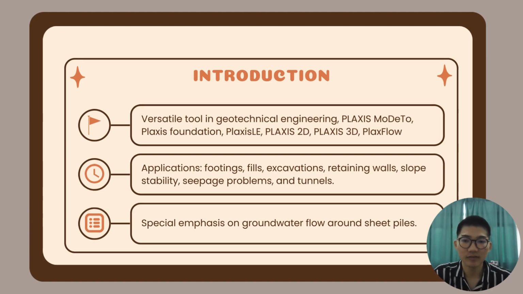Plaxis is actually a versatile tool in geotechnical engineering, and they have many types of Plaxis like Plaxis Model 2, Plaxis Foundations, Plaxis LE, Plaxis 2D, Plaxis 3D, and PlusFlow. They can be applied to the footings, fields, excavations, retaining walls, slope stabilities, seepage problems, and tunnels. And in our project, we specially emphasize on the groundwater flow around sheet piles, and we will talk about the Plaxis 2D, 3D, and the PlusFlow.